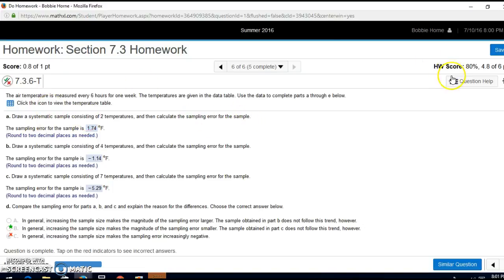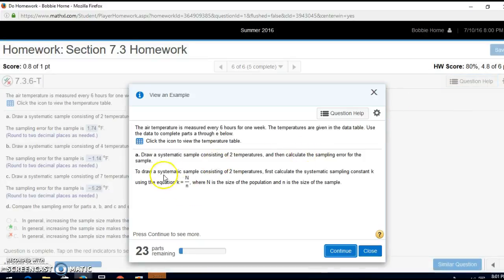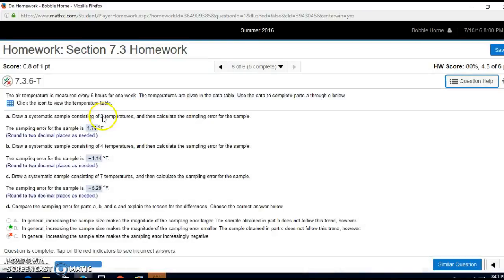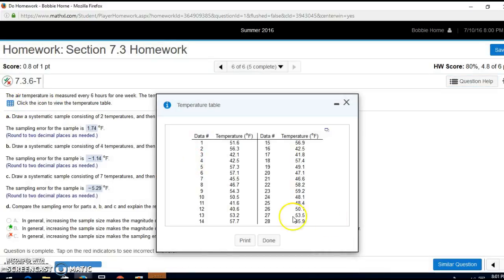So how do we draw or figure out a systematic sample? What you do is you take the size of the population and you divide it by the size of the sample, okay? So our sample that we're picking from is the number 2. The population is in this table right here. We have 28 numbers. So 28 is the population divided by 2 is the sample. So 28 divided by 14 is 2. So our sample is every 14 numbers.